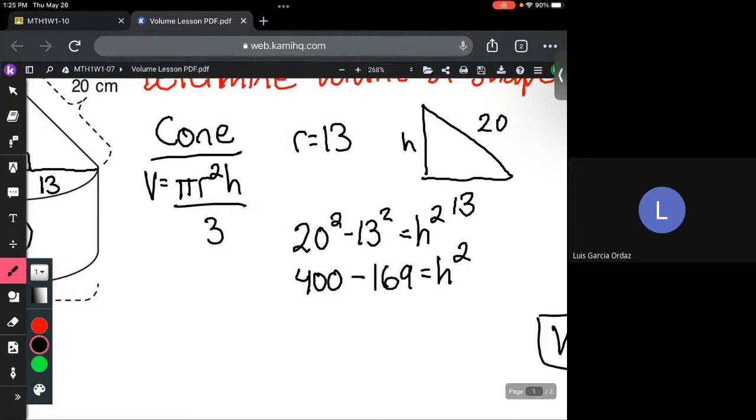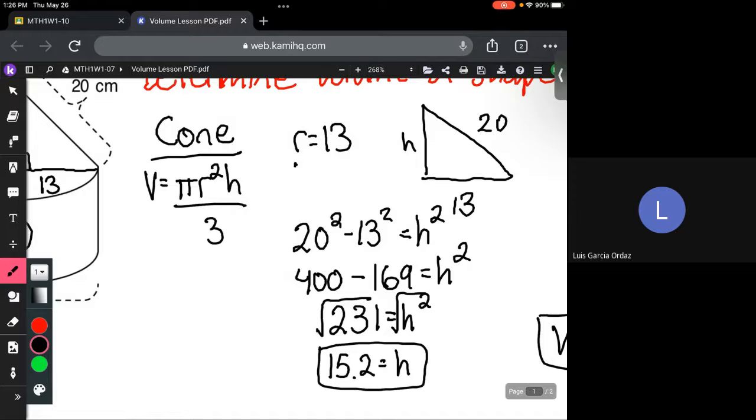So Kareem, how do I get rid of the squared? No. Yazin, how do you get rid of the squared? Square root. What's the square root of it? To the nearest tenth, it's 15.2. Okay. So my height for the cone is 15.2.